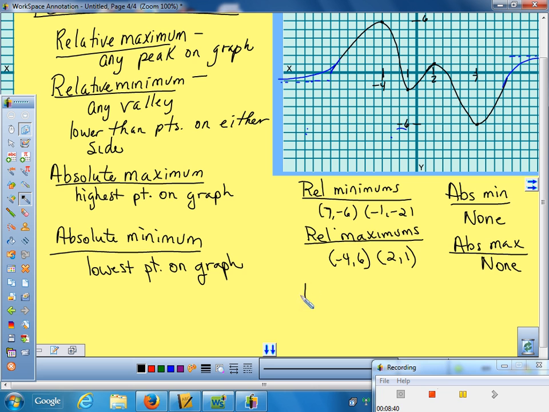Okay. You can also have what are called increasing intervals and decreasing intervals.